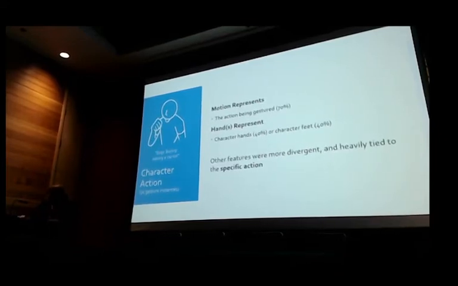Character actions were actions performed by the characters themselves. So, for example, Bugs Bunny eating a carrot. For these, we noticed the motion tended to represent the action being gestured, and the hands often represented some part of the character, such as their actual hands, or in a few cases, their feet. We noticed that for this concept, other features were far more divergent and were heavily tied to the specific action being portrayed.